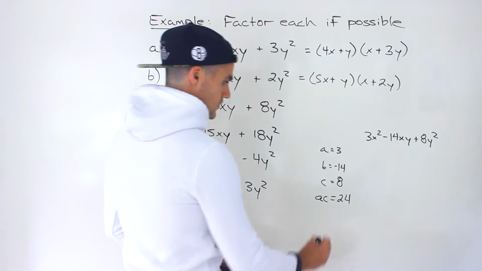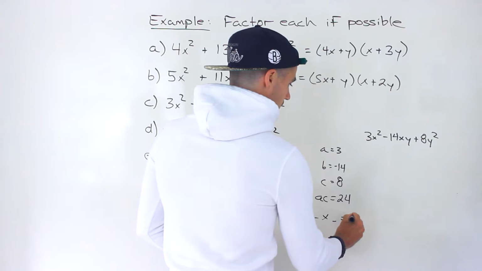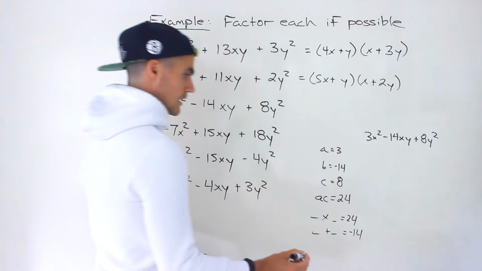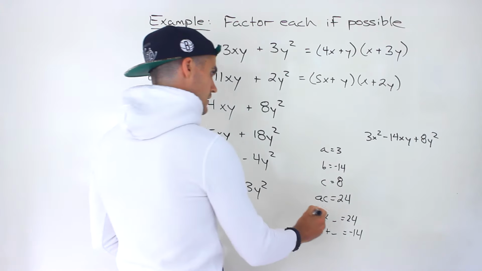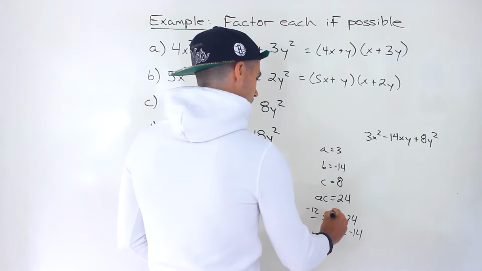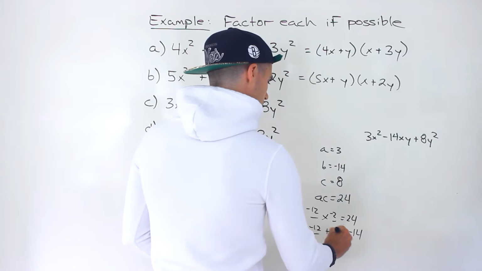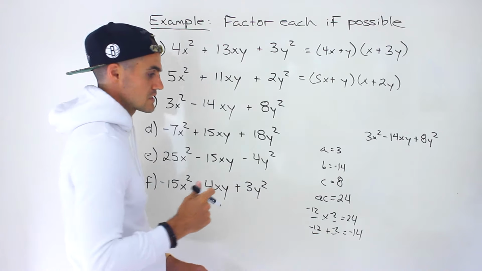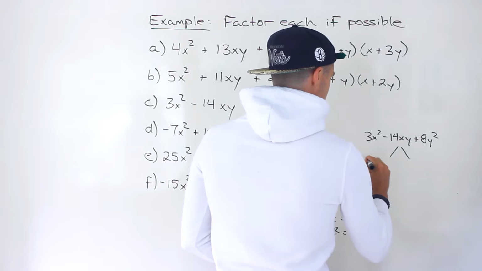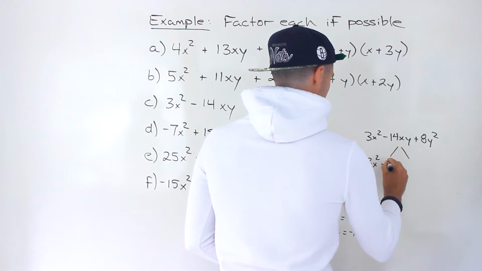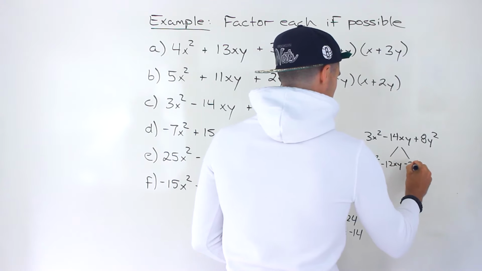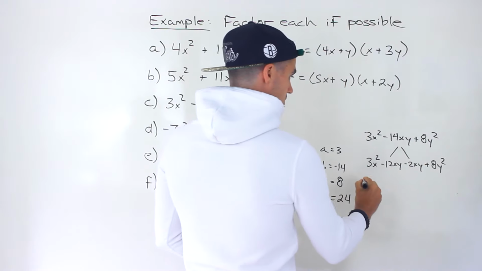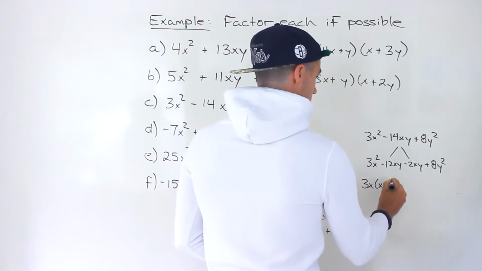So the AC would be 24, find two numbers that multiply to 24, and then add up to that b value of negative 14. And those two numbers would be negative 12, negative 2. Right? Negative 12 times negative 2 gives us positive 24. Negative 12 plus negative 2 gives us negative 14. So this decomposes like that.